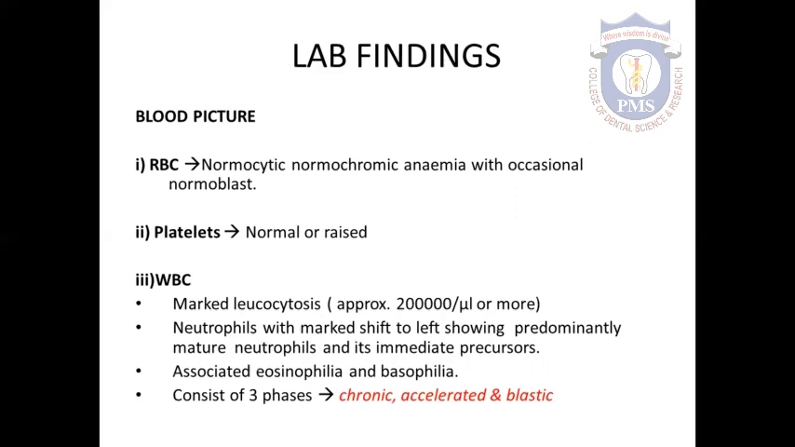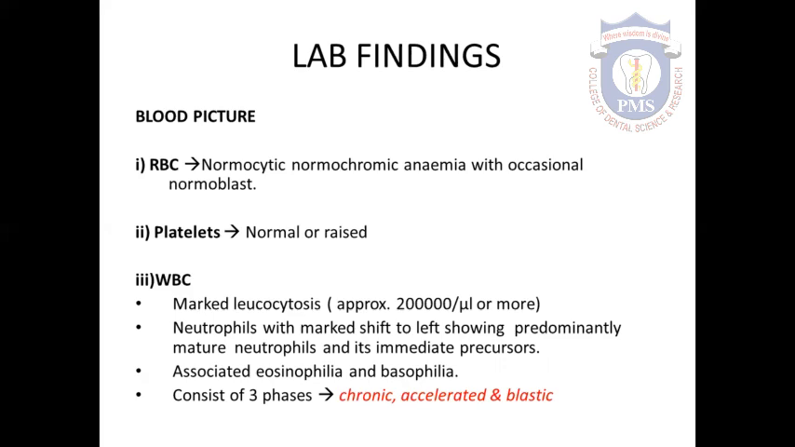Now, coming to the lab findings in chronic myeloid leukemia. In the peripheral blood, we can see normocytic normochromic anemia with occasional normoblasts. The platelet count will be normal or raised in the early stages, that is in the chronic phase of the CML. Usually the platelet count will be normal or the patient will show mild thrombocytosis.